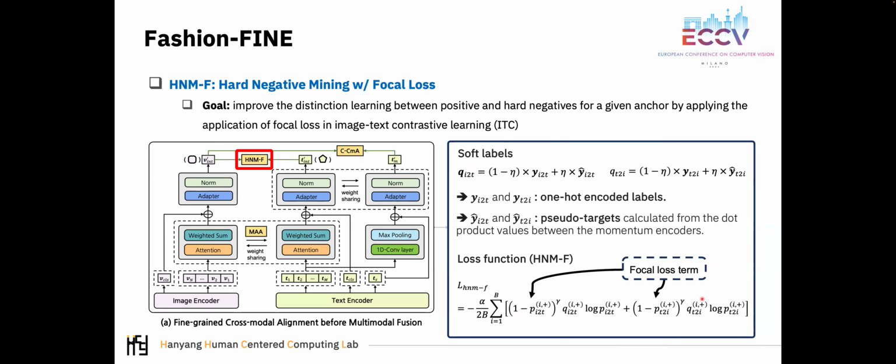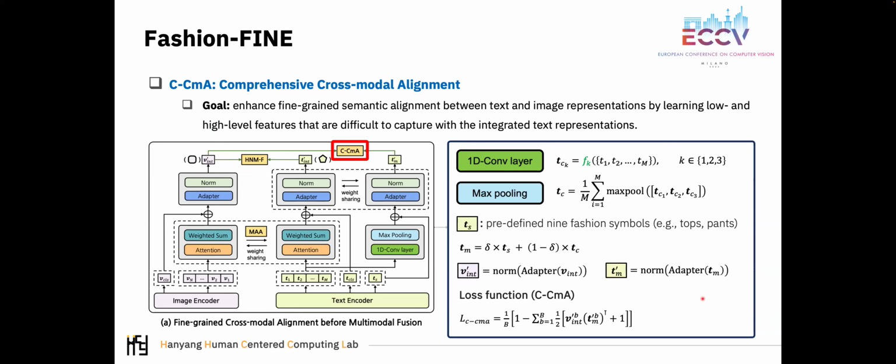examples. The third module, C-CmA, helps the model to learn multi-level text features. First, we obtain the low-level feature from the 1D convolution and max pooling, and the high-level feature from the fashion symbol token. And then we obtain the multi-level text representation, and the loss function is as follows.